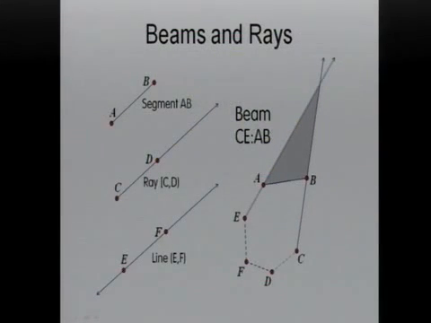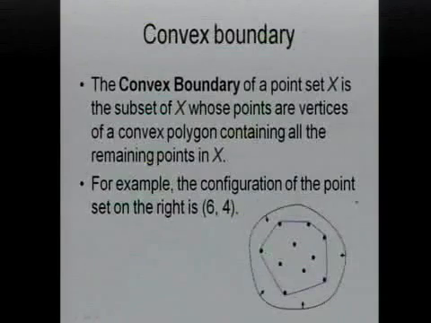Now we introduce the way we describe the zones. On the left, you can see the segment, ray, and line, which is very simple. On the right, you can see the definition of a beam. The area bounded by ray EA, ray CB, and segment AB is called beam CE and AB. In this way, we can categorize zones easily.